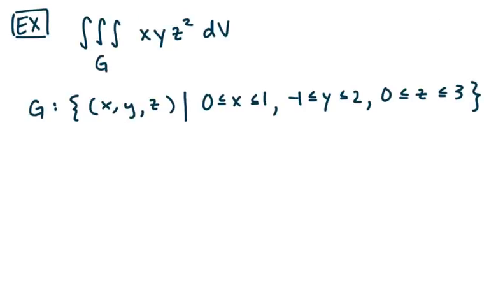We have in this example a triple integral, and my solid, which I'm integrating across, is defined as the region G. And G is the set of all ordered triples, all x, y, z's, such that x falls between 0 and 1, y is between -1 and 2, and z is between 0 and 3. So let's think about how we would write this integral.